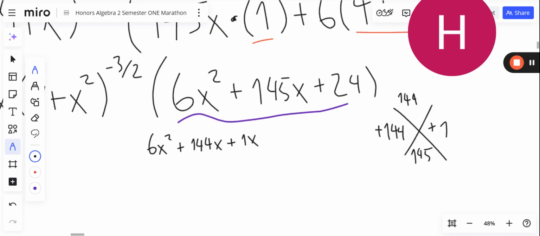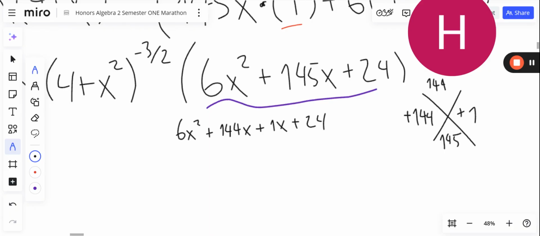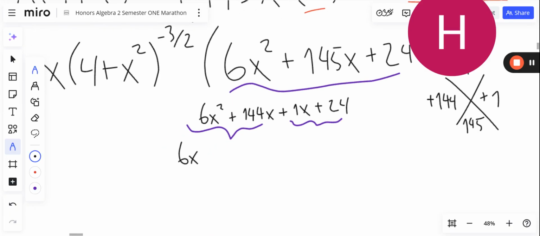Plus 1x plus 24, and we can employ group factoring now. So here's the group factoring. 6x, this will be x plus 24. And then if we take out a 1, this will also be x plus 24.